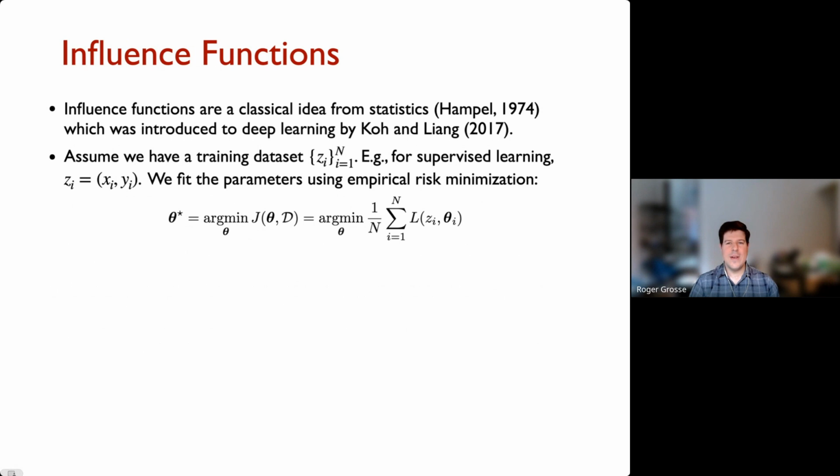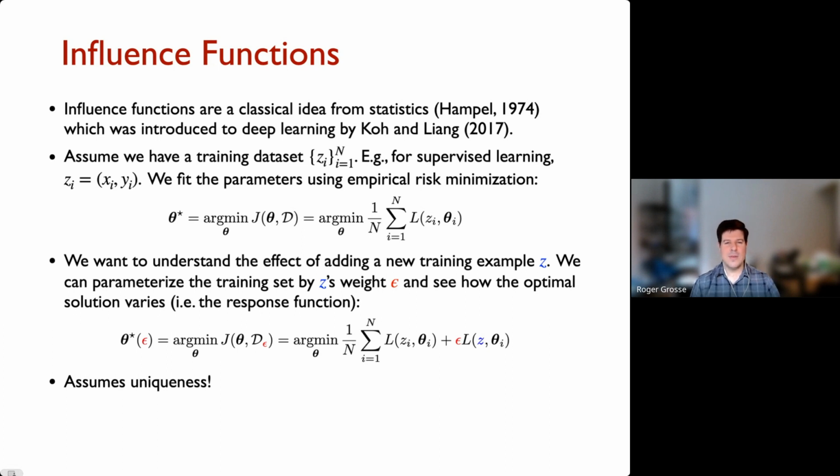Well, this is a very old idea from statistics. Statisticians started investigating the basic questions in the 1970s, and they were brought into the field of deep learning by Pang Wei Koh and Percy Liang in a classic 2017 paper. And the basic idea is, let's assume for simplicity that we have a finite training data set. So in the case of supervised learning, we might have some pairs of input and label. And we do some kind of empirical risk minimization to fit a model, right? We find the optimal parameters, which are the argmin of some loss function averaged over the training set.